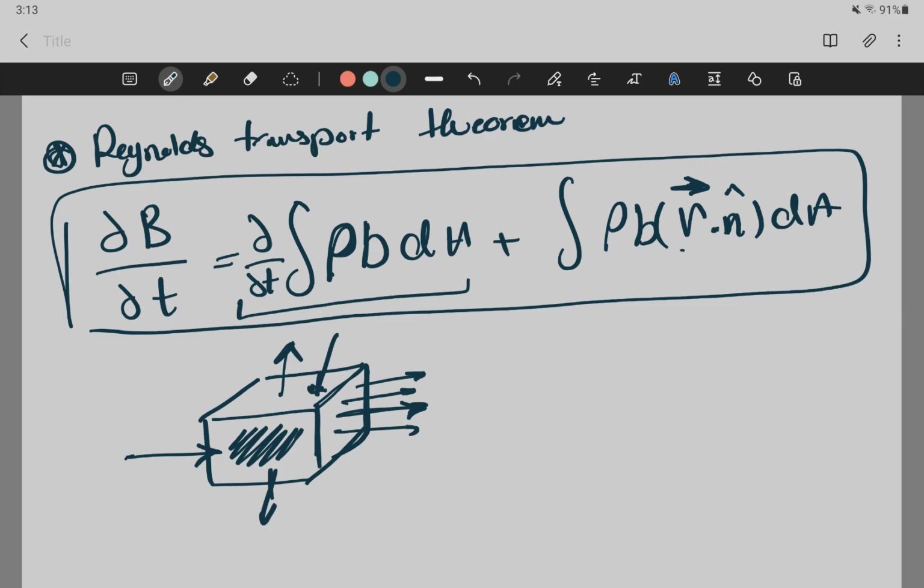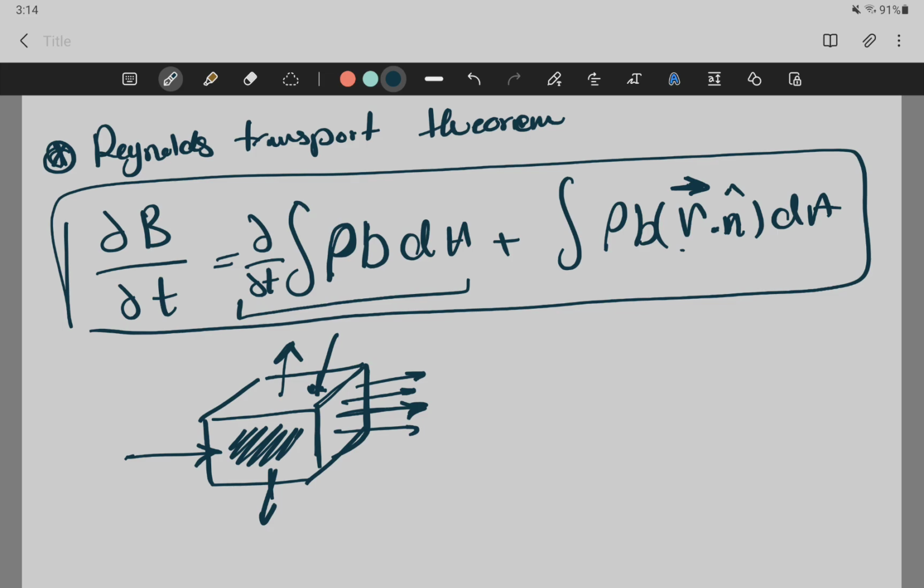Yes? This doesn't have anything to do with Reynolds number? Is this just because he made it? It doesn't have anything to do with Reynolds number, no? I just heard Reynolds transport theorem. It is the same Reynolds, yeah, but it's different. Is it Ryan Reynolds? No. I wish, but no.